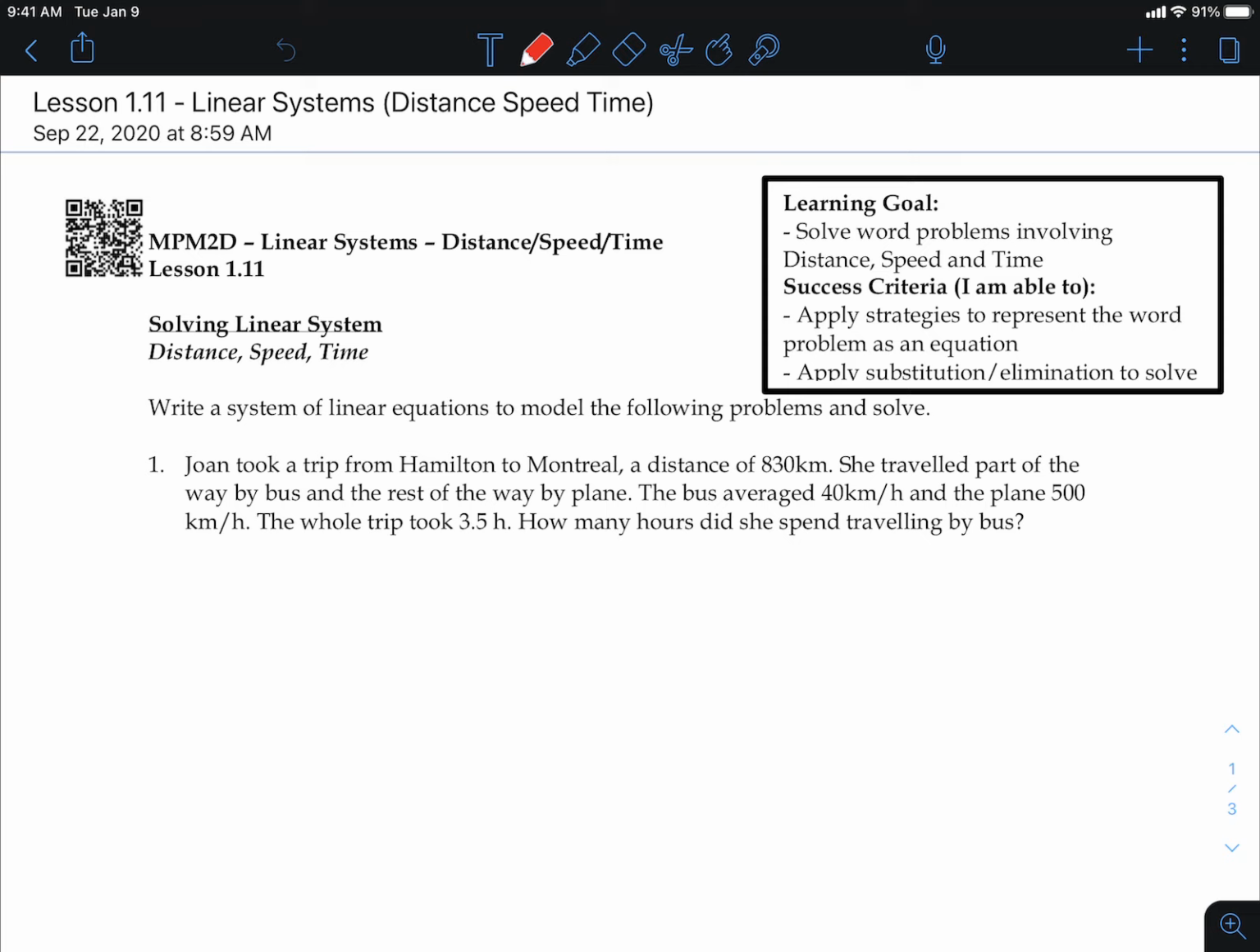Joan took a trip from Hamilton to Montreal, a distance of 830 kilometers.